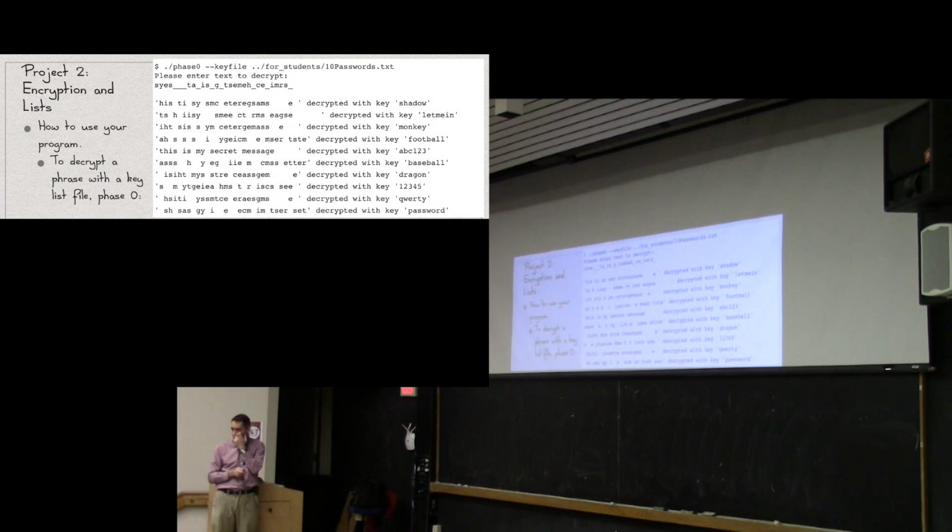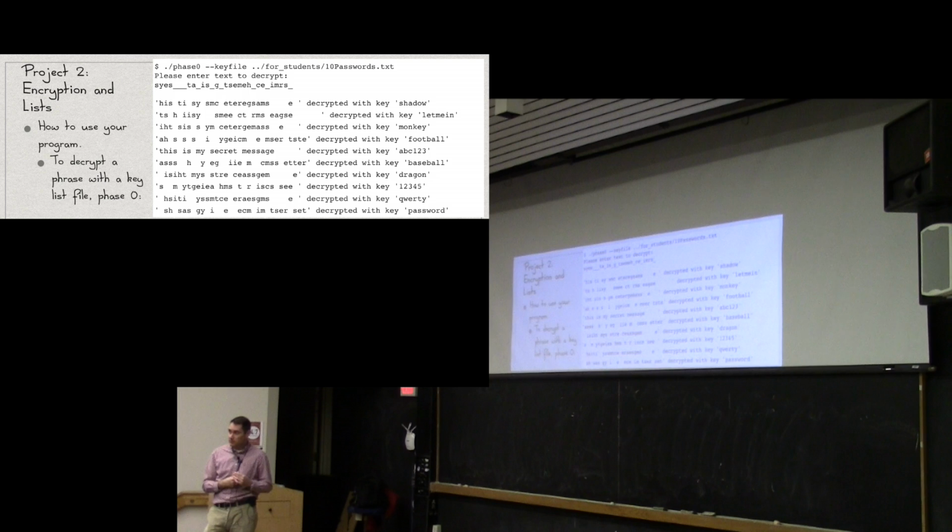Yeah? So I understand what this means with the key shadow, key let me in. There's going to be a file that has the following words in it: shadow, let me in, monkey, football, ABC123, baseball, dragon, and so on. Those are the top 10 most used passwords. You're going to read all those in. We've actually written the function to read those in for you. You're going to put them in your linked list. Then you're going to walk through your linked list and check every one against this using the function we gave you. And then it's going to print out, hey, you tried shadow, this is what came out. You tried let me in, this is what came out. You tried ABC123, this is what came out. Oh, that's probably the right one. The password is probably ABC123.